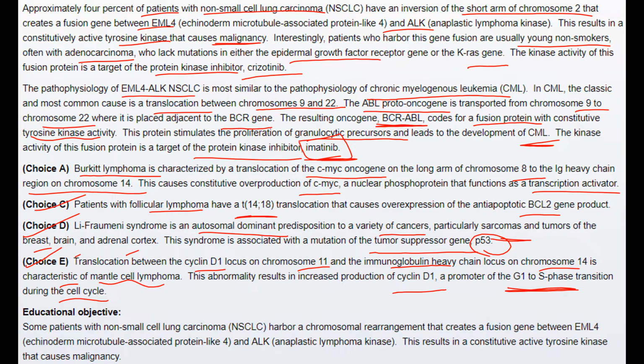In summary, some patients with non-small cell lung carcinoma harbor a chromosomal rearrangement that creates a fusion gene between EML4 and ALK. This results in a constitutively active tyrosine kinase that causes malignancy.